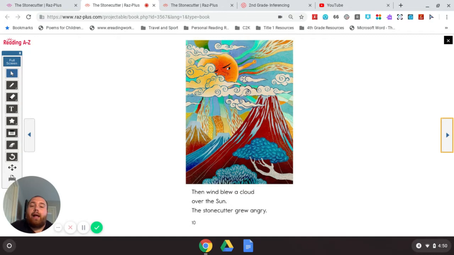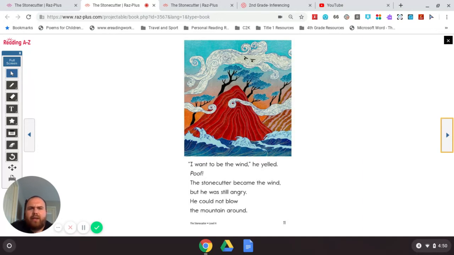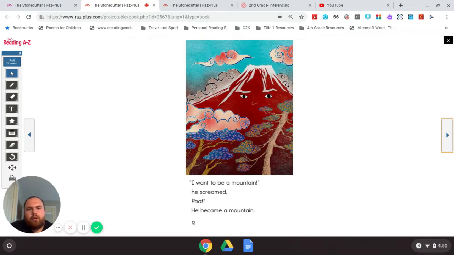Then wind blew a cloud over the sun. The stonecutter grew angry. I want to be the wind, he yelled. Poof! The stonecutter became the wind. He was still angry. He could not blow the mountain around. I want to be a mountain, he screamed. Poof! He became a mountain.